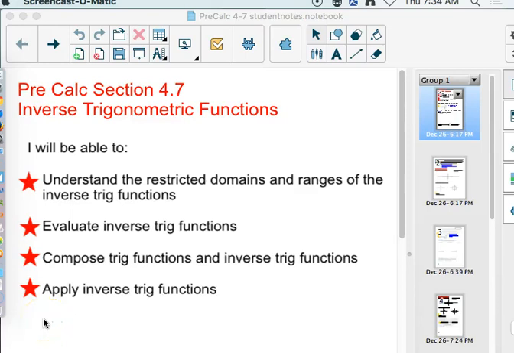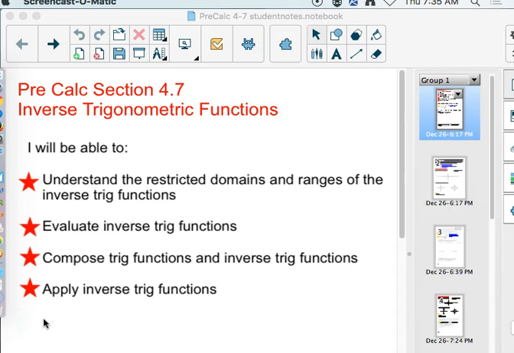Just may have to happen. So we have a lot of objectives here. We've got understand the restricted domains and ranges of inverse trig functions. We talked about that yesterday. Like I said, I wanted to give you a heads up on thinking about that open-the-door piece, that we've got sine, cosine, and tangent to think about those principal value ranges.